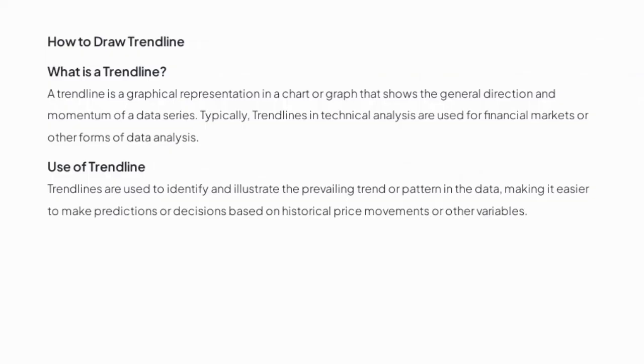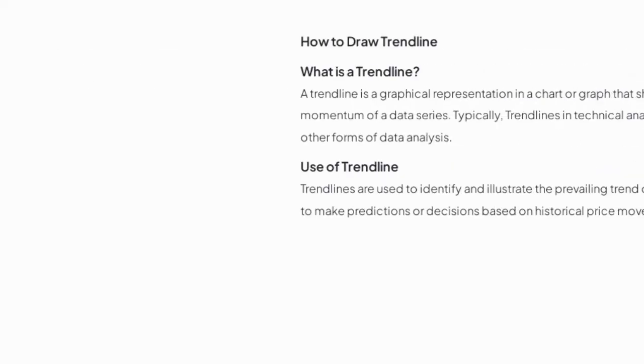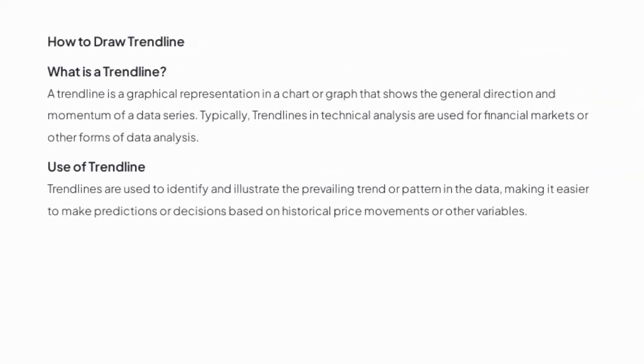Use of trend line. Trend lines are used to identify and illustrate the prevailing trend or pattern in the data, making it easier to make predictions or decisions based on historical price movements or other variables.